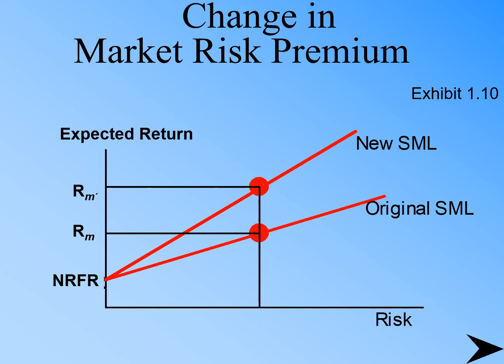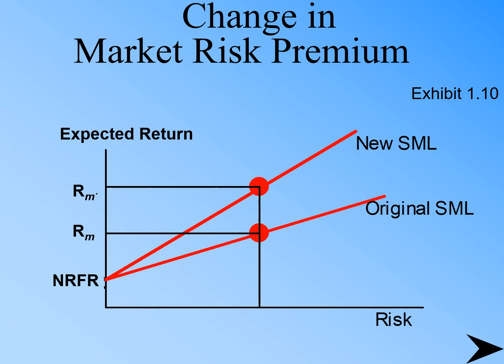So here you can see in this diagram that the new SML line moves upward from the original SML line. It means that there is a change in the market risk premium, or there is an increase in the market risk premium. The change in the market risk premium implies that there is a change in the slope of the security market line. So when the slope of the market line increases, then the SML line will move upward from its original position, as it is shown in this case.